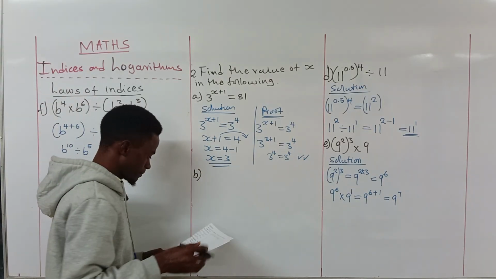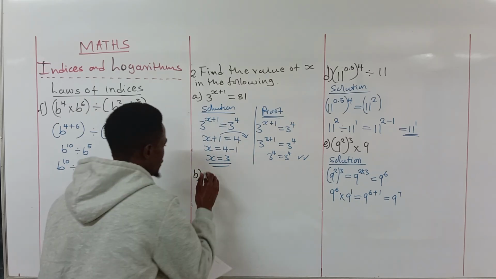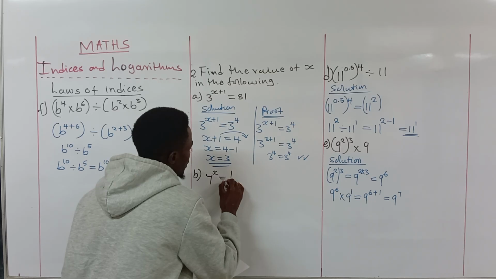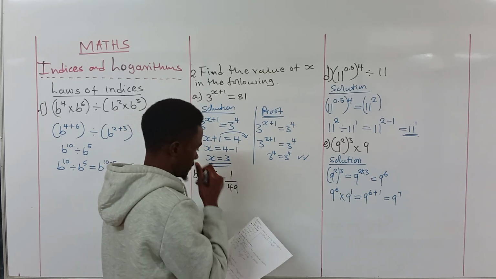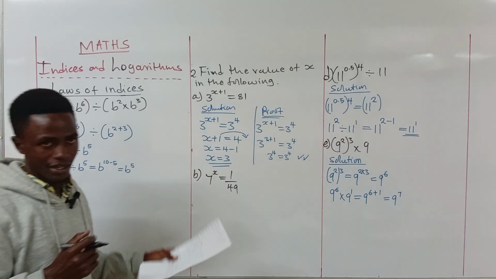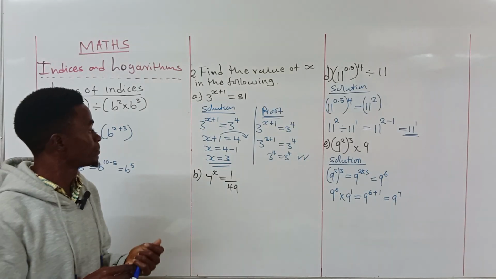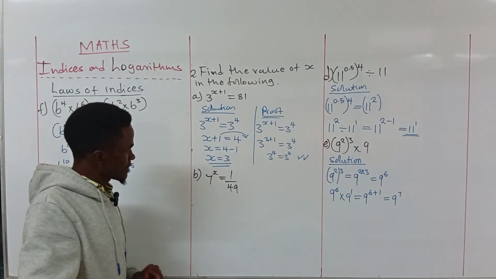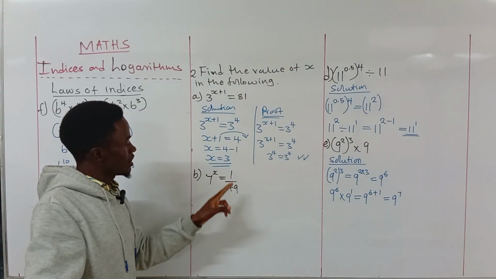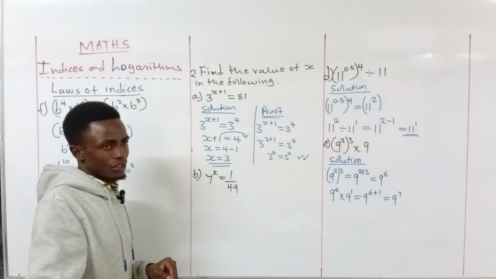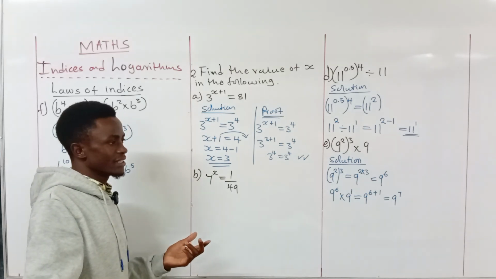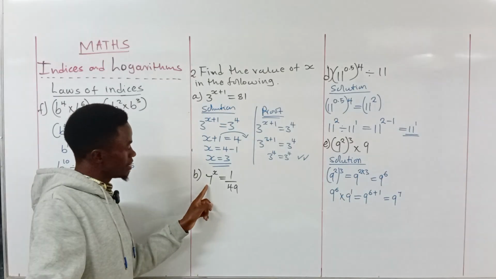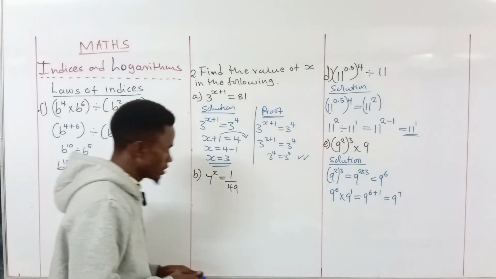So we have B here. We have 7 raised to power x is equal to 1 over 49. This is a very nice question. The most important thing is this: express every number to a certain uniform base. And the base here that is guiding us is base 7.